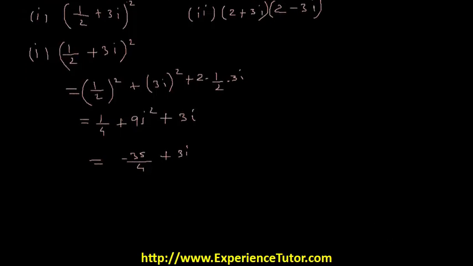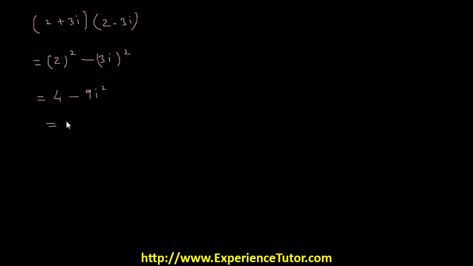The next question is 2 plus 3i bracket 2 minus 3i, which is equal to 4 minus 9i square, is equal to 13 plus 0i.